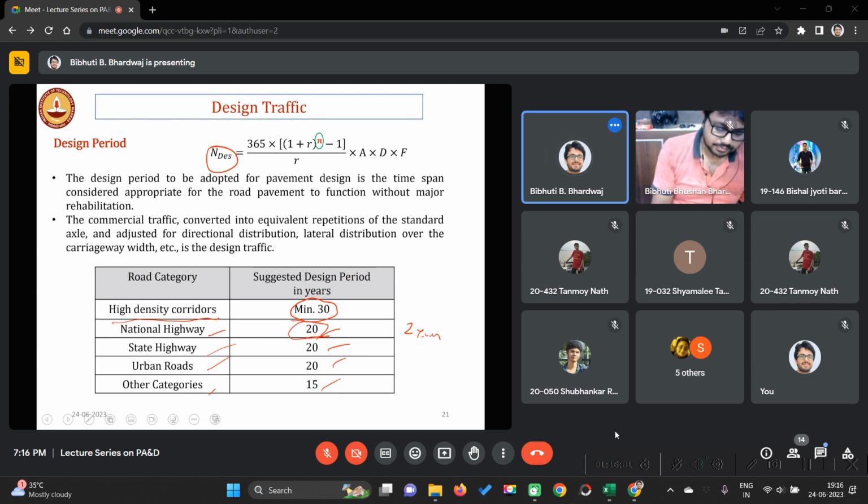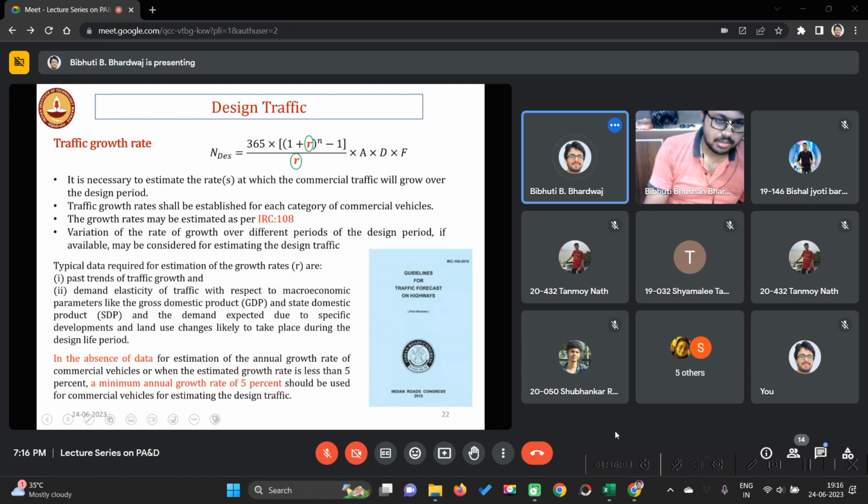We'll see. So that is simply N. Now next thing is traffic growth rate, R. So R, how to calculate R? For that itself, one IRC code is there. Okay, IRC 108. So it's not a use code.